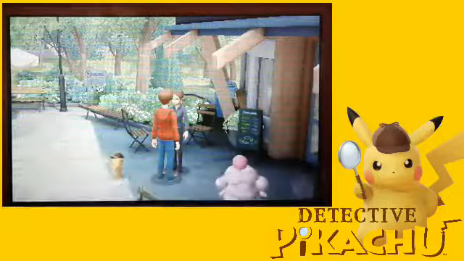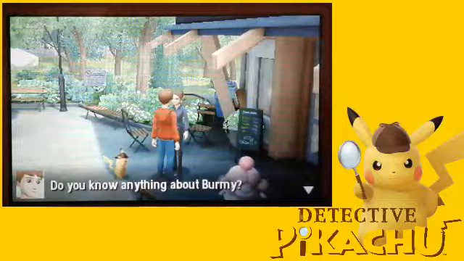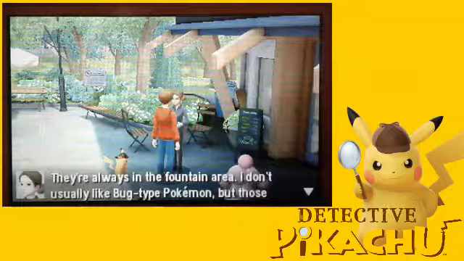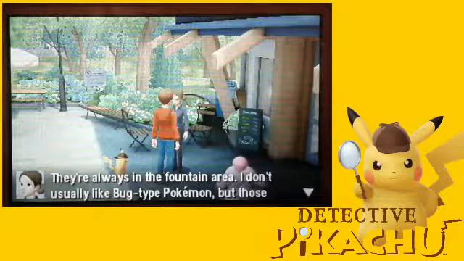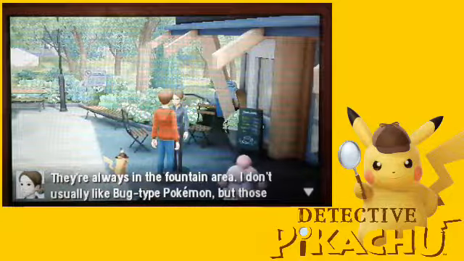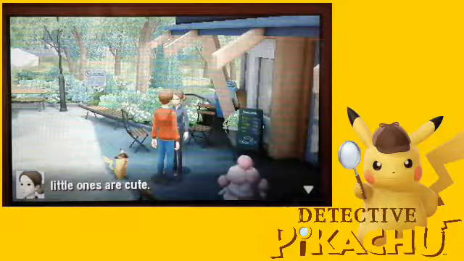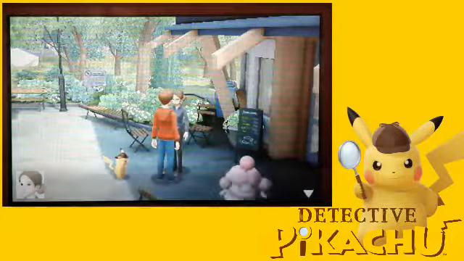Welcome. Would you like to order something? About the Burmy. Do you know anything about Burmy? They're always in the fawn area. I don't usually like bug type Pokemon, but those little ones are cute. Look at that.